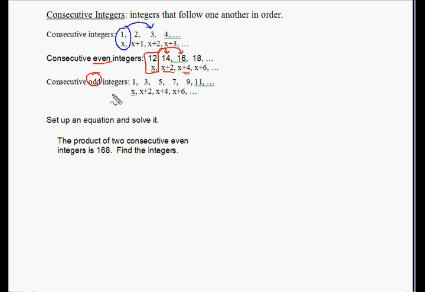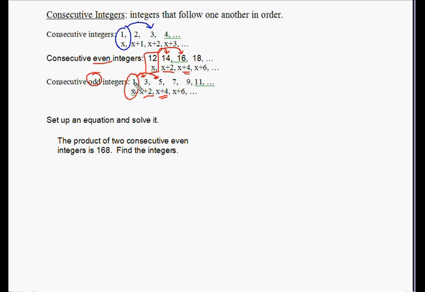Odd consecutive integers do the exact same thing. Our odd numbers 1, 3, 5, 7, 9, 11. If I call the first one x, because we don't know really what consecutive number they're talking about, to get to the next number, to go from 1 to 3, I simply add 2. To go from 1 to 5, I add 2 more to that, which is adding 4.